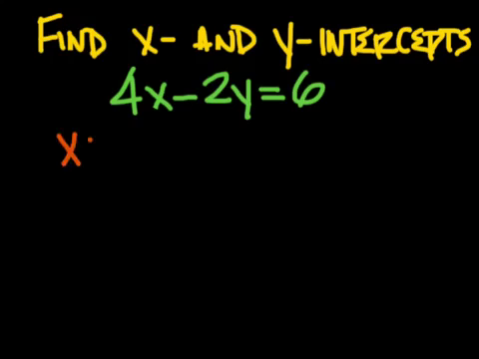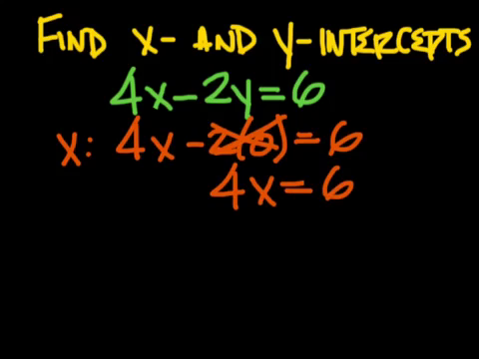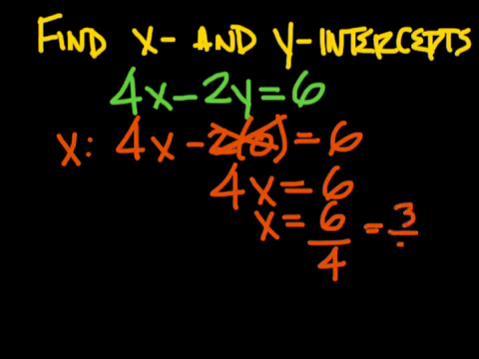If I want to find the x-intercept, I want to put a 0 in for the y. If you're finding the x, put a 0 in for the y. So 4x minus 2 times 0 is 6. So what happens to minus 2 times 0? Cancels out. Yeah, you don't need it. All you need is 4x equals 6. Divide 6 by 4 and express your answer as a fraction, a mixed number if necessary. 6 over 4 reduces to 3 over 2. And 3 over 2 is 1.5.